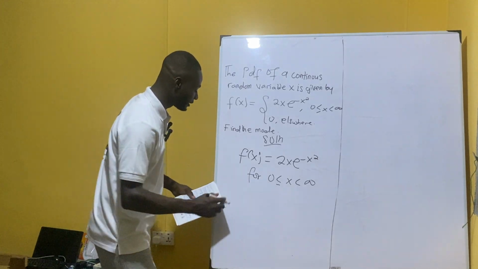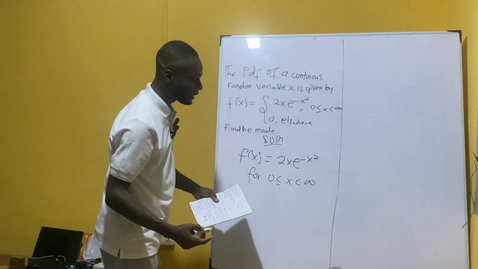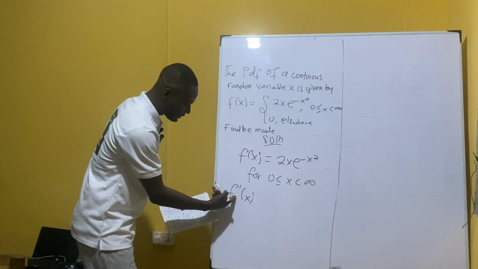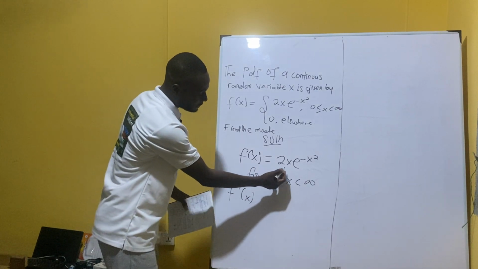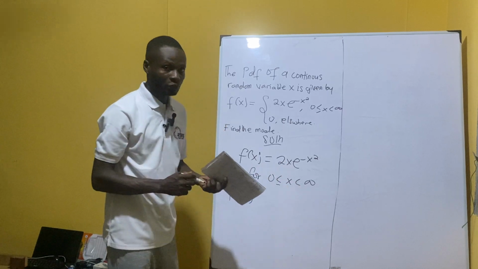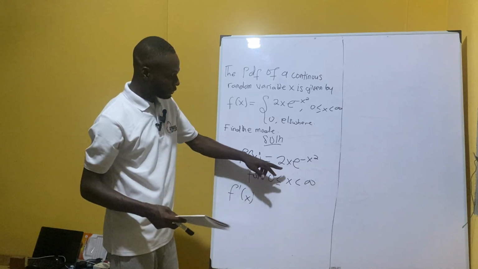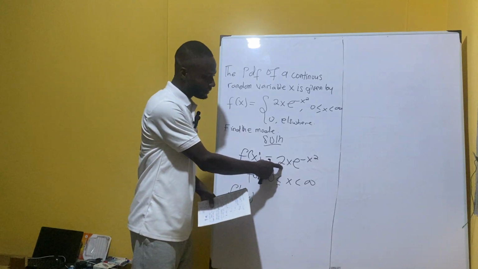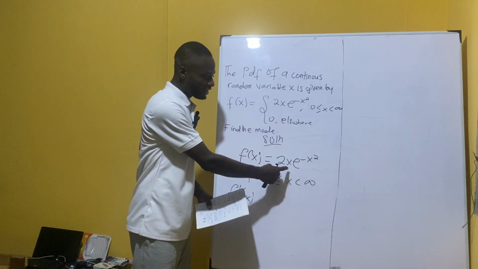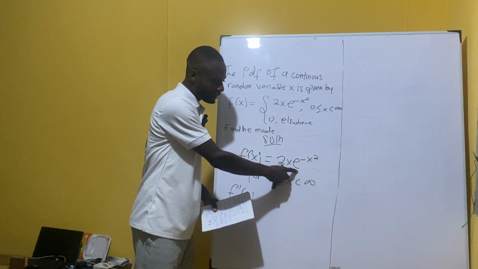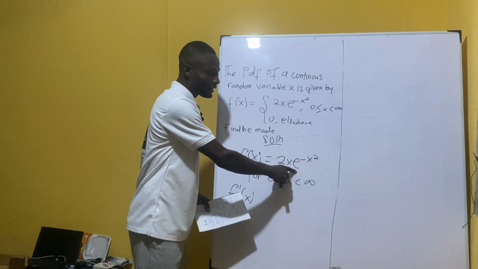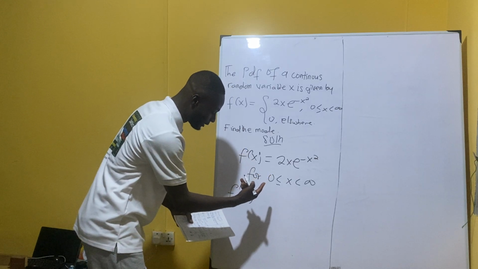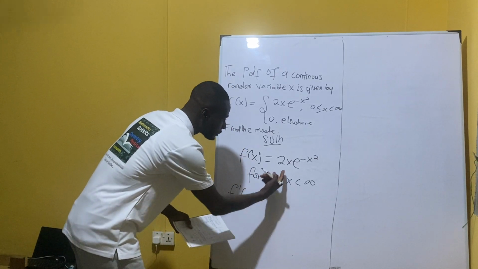So the first derivative of this function, 2x e^(-x^2), is going to be... This is a product function, so we are going to use the product rule and then the chain rule combined, because we have two functions combined here. What the product rule says is that when two functions are combined, you first differentiate the first function and maintain the second function, plus the differential of the second function and maintain the first function. So now let's go, using the product and the chain rule.